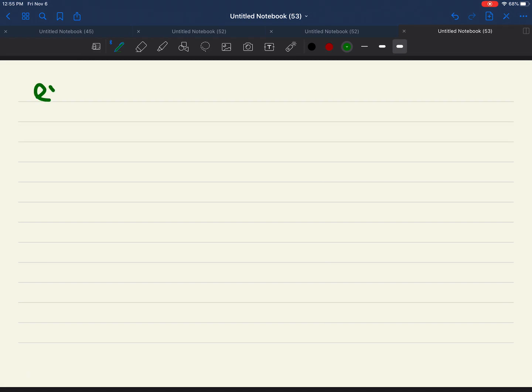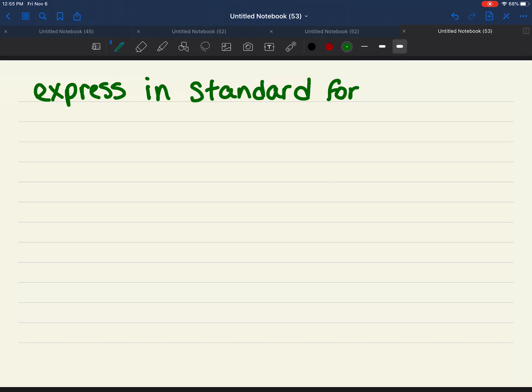Okay? So, the first thing we're going to do is take a number that's already in scientific notation, and express that number in standard form. Does anyone know what standard form would be referring to? Kind of, it would just basically be a regular number, okay?